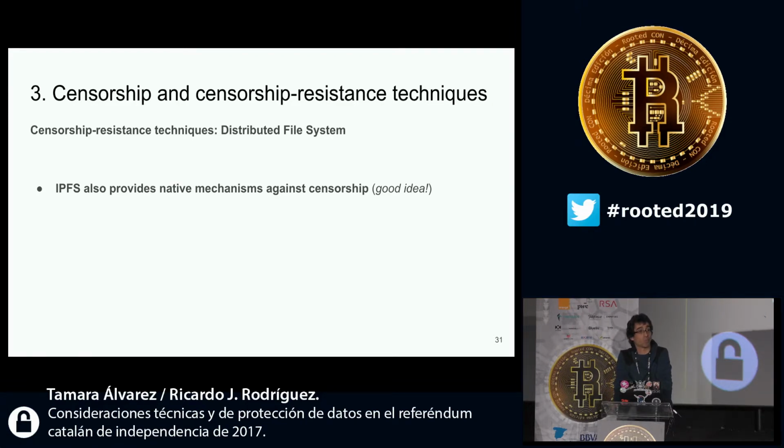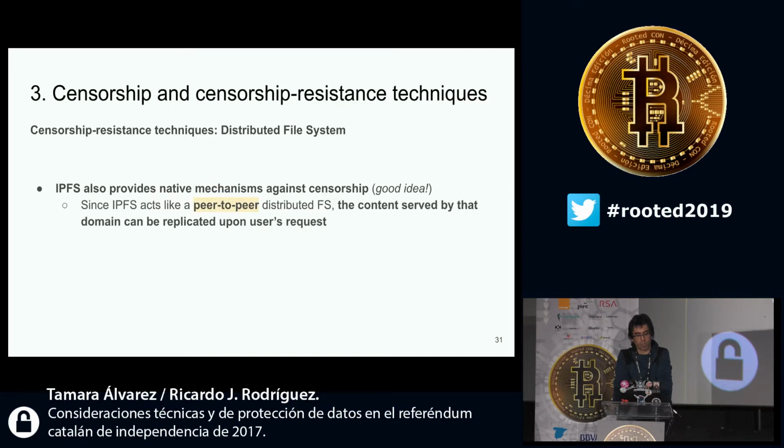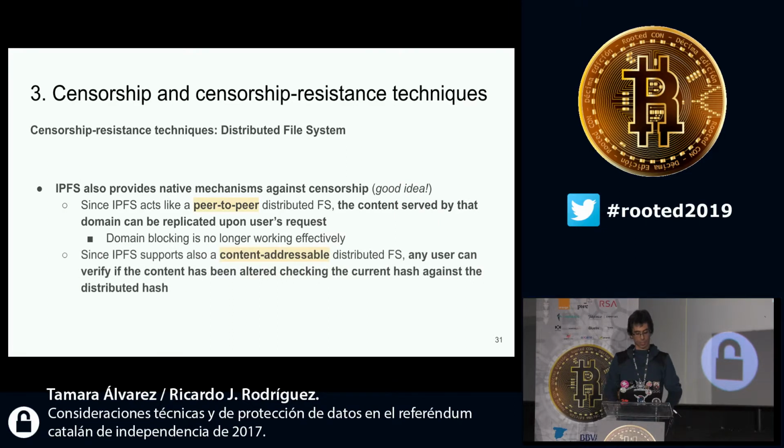Having used IPFS to avoid the block is actually quite a good idea, because it is a peer-to-peer distributed file system, and that means that the content is served by that domain and can be replicated upon user's request. So the domain blocking is no longer working well, and the storage is possible by content. So any user can know if the information had been modified by looking at the hash, the distributed hash of the information.